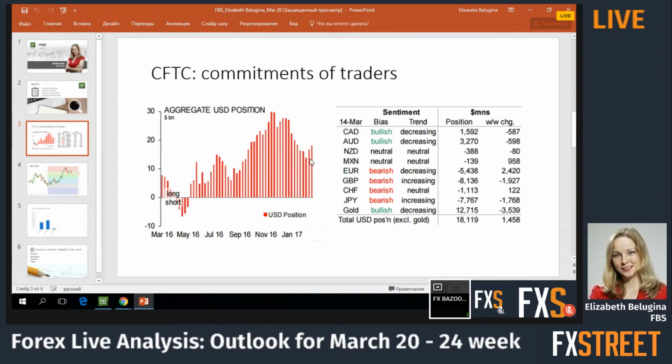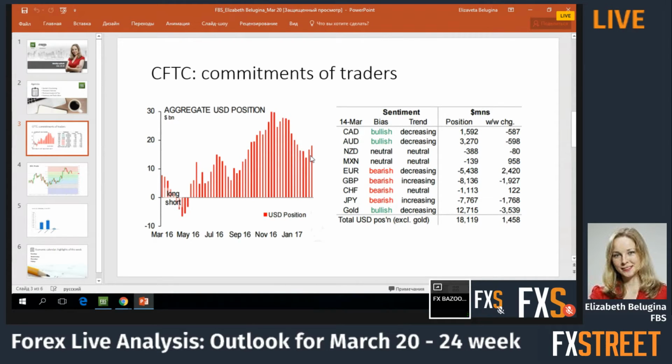once again increased during the week we are talking about, and the size of the US long has reached the highest level since the beginning of February. If we look at other currencies, we can see that the largest net short position is on the British pound, and this net short on pound keeps increasing.